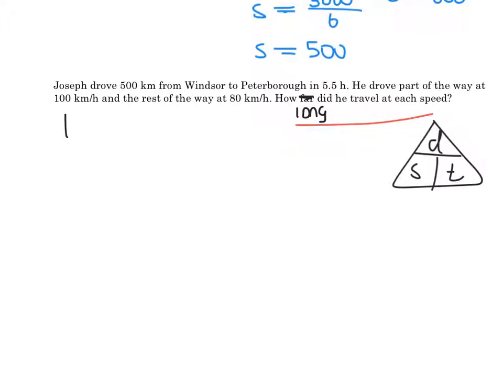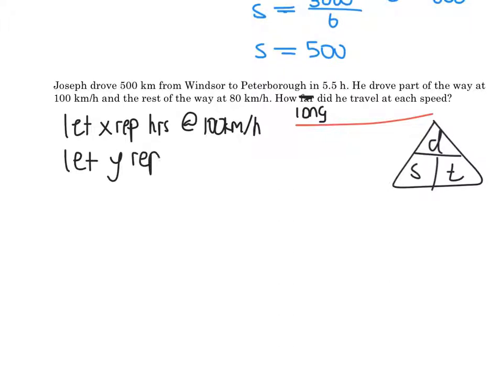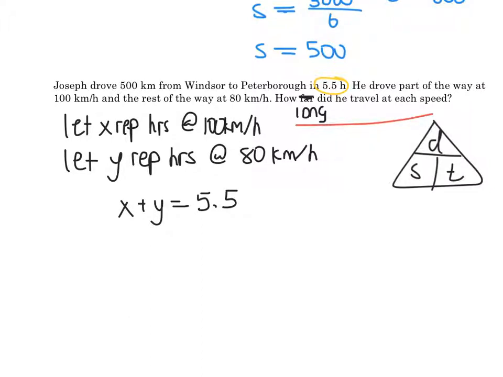So we're going to have, okay, well, let x represent hours at 100 kilometers per hour. So the number of hours he spent at this speed. And let y represent hours at 80 kilometers per hour. Now these variables represent hours, the length of time. I know the total length of time. It's 5.5. So my first basic equation is going to be x plus y equals 5.5.